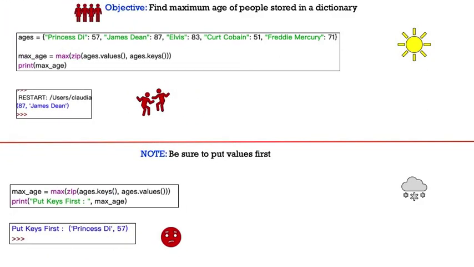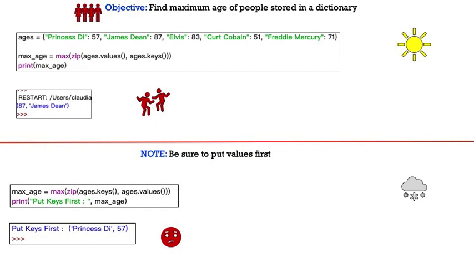And this is our last example of this series. We want to find the maximum age of people stored in a dictionary. So we have ages of all wonderful people who have passed. We have a variable max_age equals max, which is the max method. Inside of that, we have the zip method, and we pass it ages.values, ages.keys. When we print the max age, we see that we get James Dean, who in fact would be 87 this year, 2018.